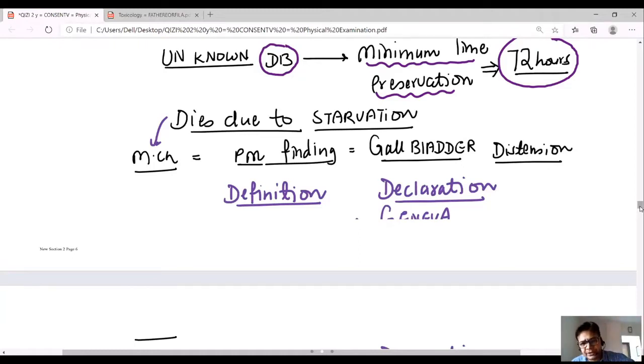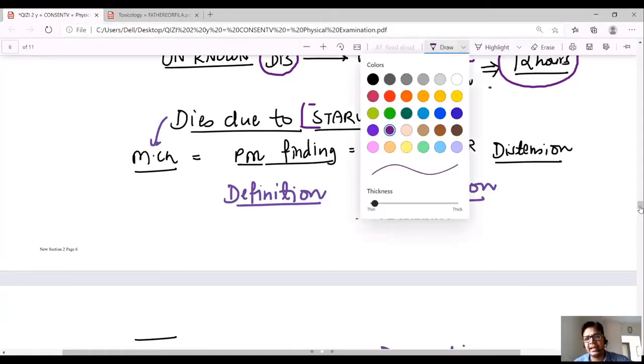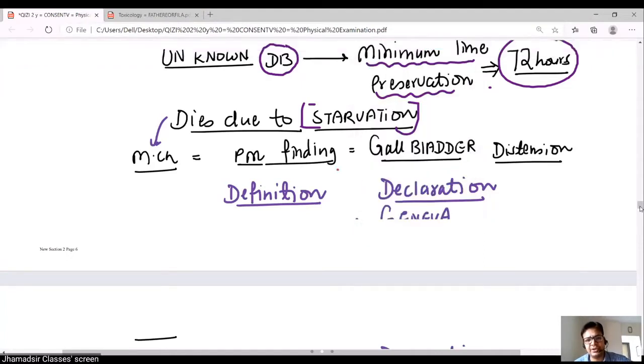If any person dies due to starvation, the most characteristic postmortem finding I'm talking about is gallbladder distension. Gallbladder distension.